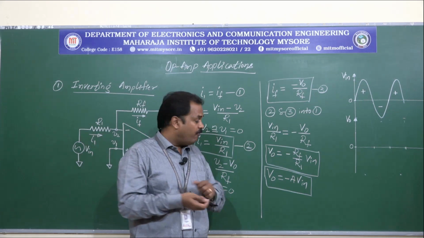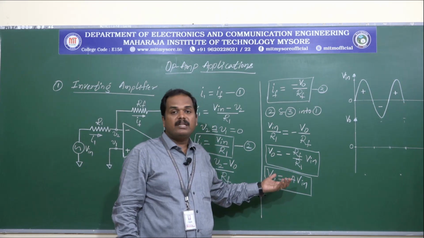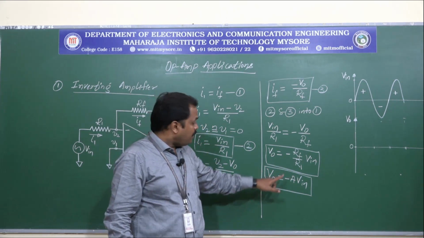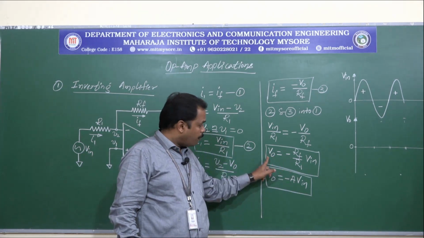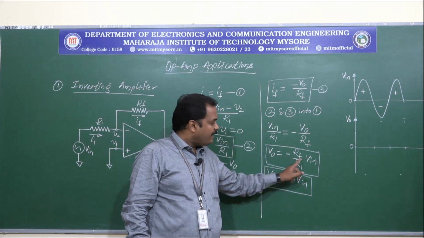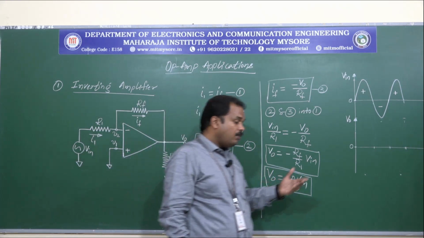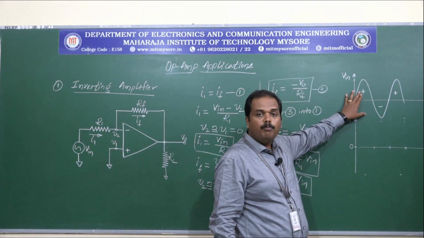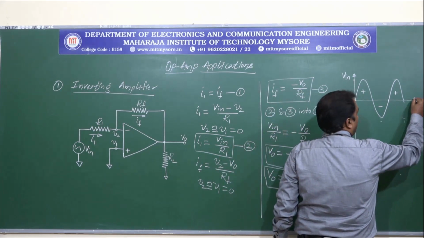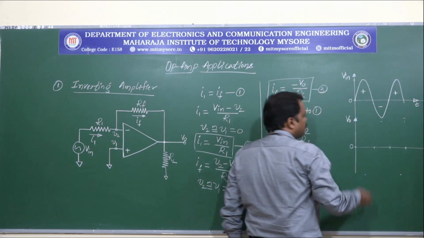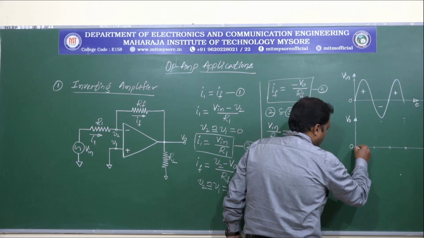So by varying the values of the feedback element and the input element, we can achieve whatever gain we want. There is a negative sign in the output equation, which represents that the output voltage will be 180 degrees out of phase with respect to the input. If we draw the waveforms, let us say this is the input voltage signal that has been applied, and this is on the time scale. So let us draw the output waveform. The output waveform should be looking like this.